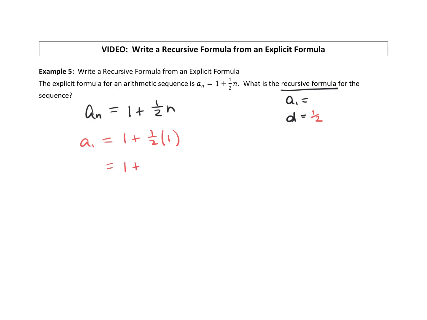So 1/2 times 1 is 1/2. 1 plus 1/2 is 1.5 or 3/2. So our first term is 3/2. Now we can write our recursive rule.